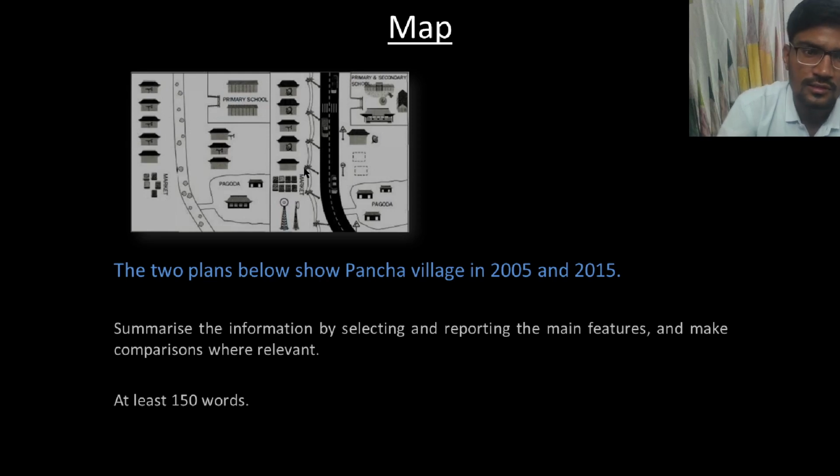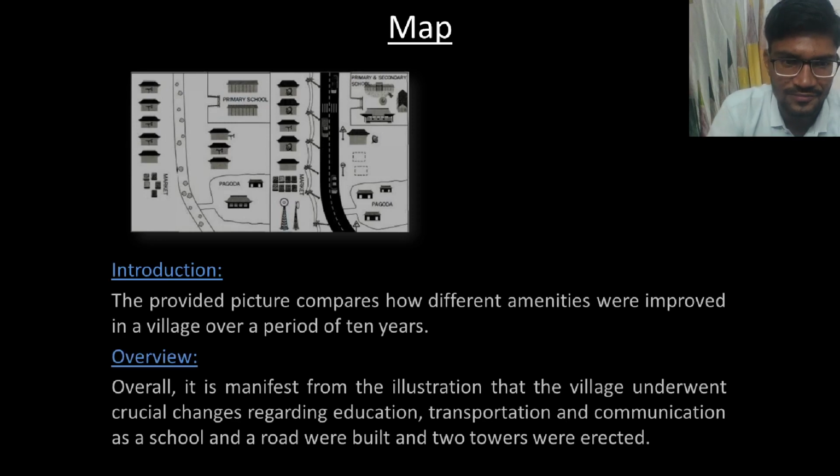So this is what we observe, and हम ये observation से हमें पता चलता है कि हम क्या लिखने वाले हैं मैप में. ओके, अब क्वेश्चन की बात करें तो the two plans below show Pancha village in 2005 and 2015. Summarize the information by selecting and reporting main features and make comparisons where relevant. And here we have a word limit of 150 words, and as you know you are gonna write 180 to 190 words. इंट्रोडक्शन की बात करें तो as you know इंट्रोडक्शन में हम पैराफ्रेज करते हैं.